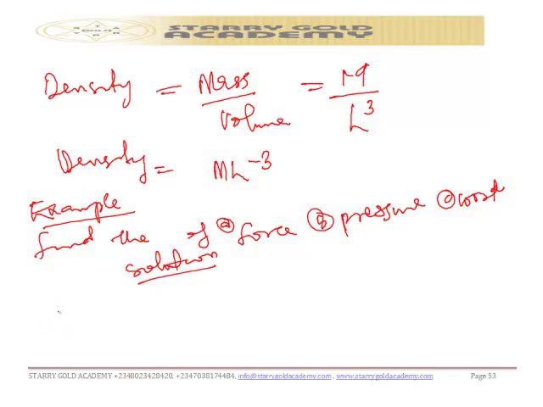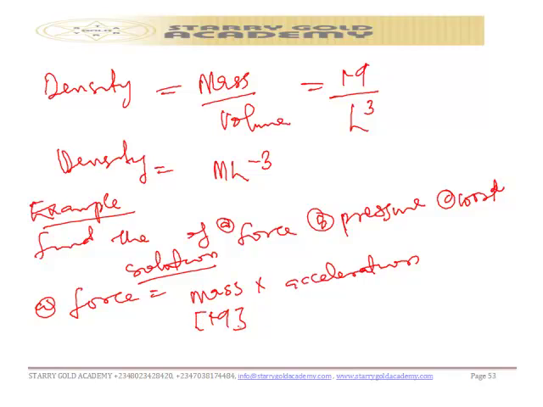Solution. We have for A, which is force, your force is what? Mass times acceleration. Now, what is our mass? Our mass is M. Enclose it in brackets, multiply by our acceleration. Our acceleration is LT⁻². At the end of the day, we are going to have MLT⁻². That is for our force.